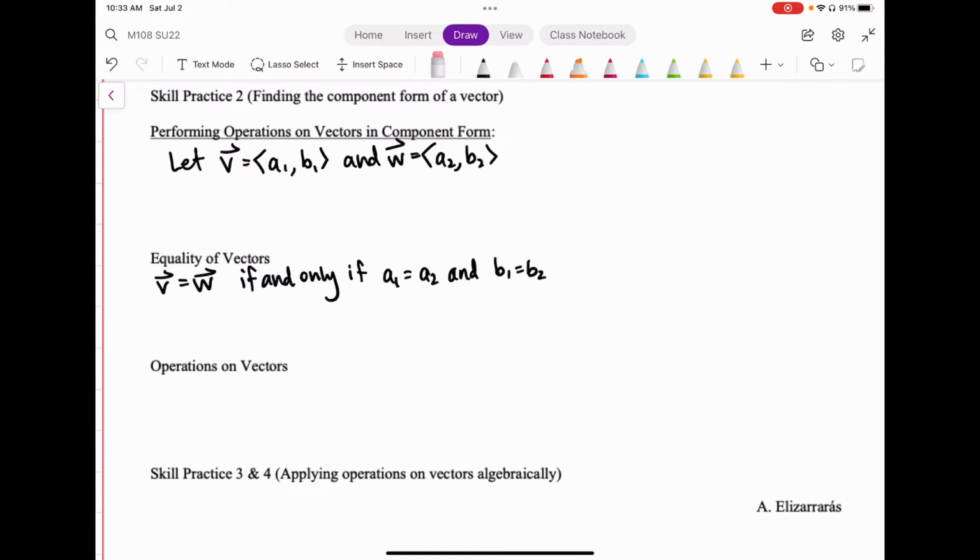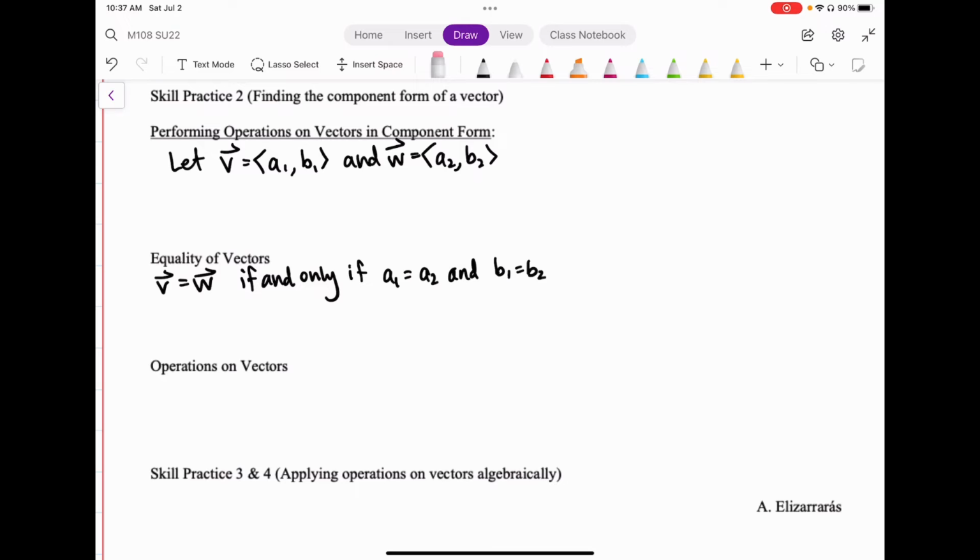Let's define 2 vectors, v and w, where v is <a1, b1>, and w is <a2, b2>. Notice that we are talking about component form rather than ordered pairs of these vectors because we have angle brackets rather than parentheses. Vector v equals vector w if and only if a1 equals a2 and b1 equals b2. This means that their distances from their initial to their terminal for the x component and the y component are the same. So that means that they're in the same direction and they have the same magnitude.